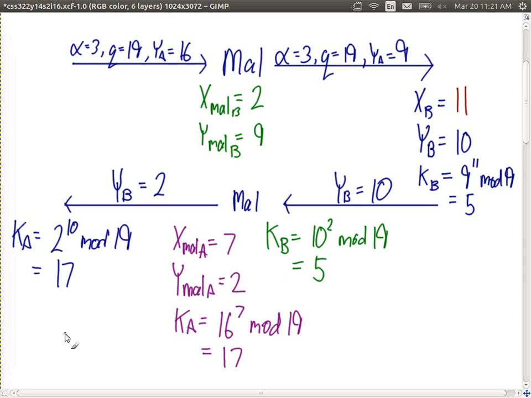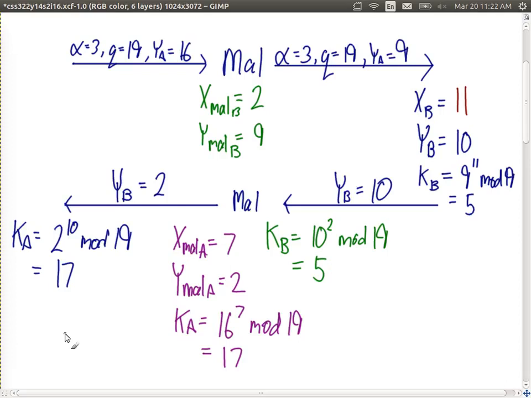A thinks that the secret value is 17, B thinks the secret value is 5. The malicious user knows both of those values. It knows KB is 5, the one that B thinks is the secret value, and KA is 17. What happens next?